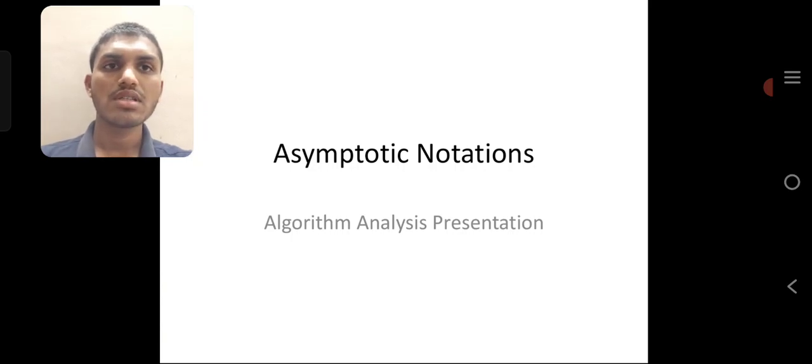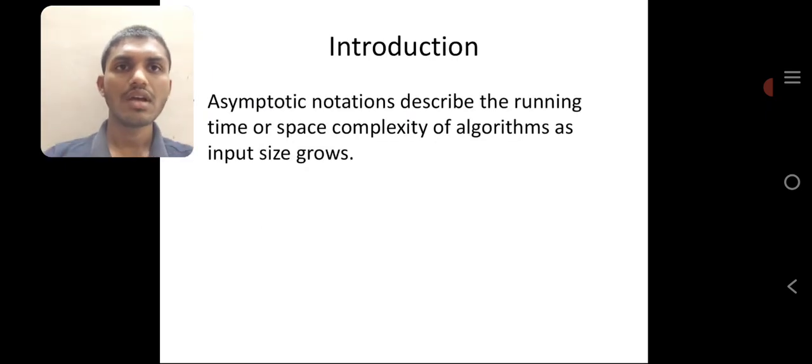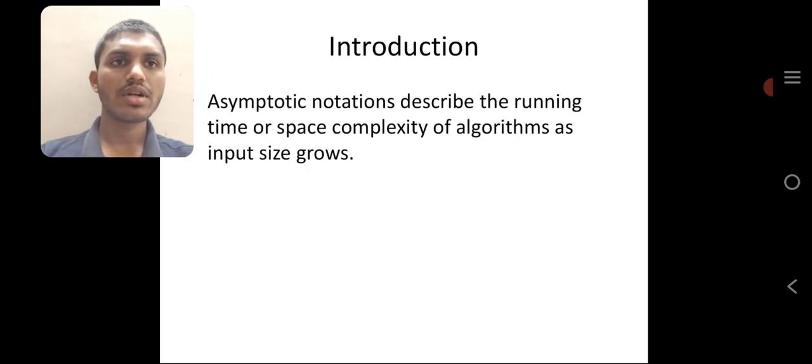Today my topic is asymptotic notations in the algorithm analysis presentation. Introduction. Asymptotic notations describe the running time or space complexity of an algorithm as input size grows. We have three types, which we will discuss later.